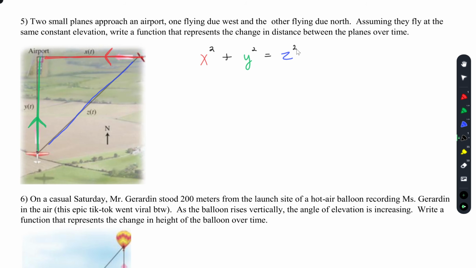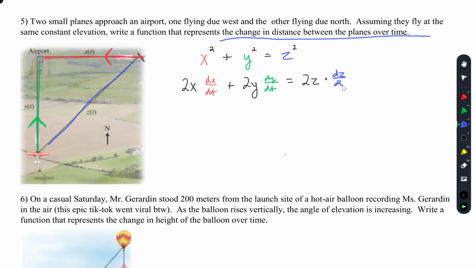We want a function that represents the change in distance between the planes. That's going to end up being z, but I'm going to first do a derivative. So I'm going to go 2x times dx dt plus 2y times dy dt. I'm feeling different colors today. And then 2z times dz dt.